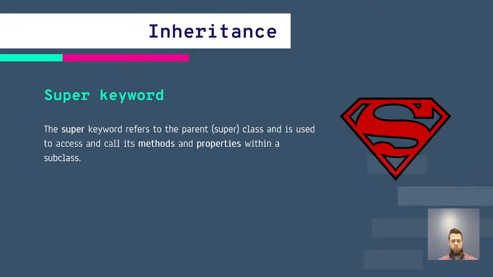So I talked about the this keyword. Inside of a class, inside of an object, this is just referring to the context of the class. Super is very similar to this. The only difference is instead of talking about the context of the class we're in, super is talking about the context of the class that we're importing.